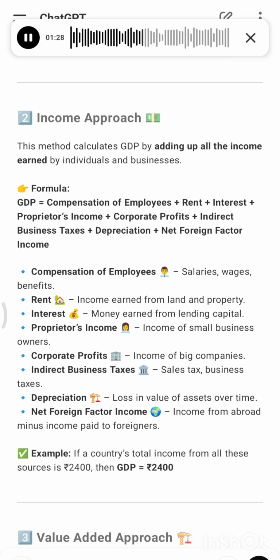Compensation of employees: salaries, wages, benefits. Rent: income earned from land and property. Interest: money earned from lending capital. Proprietor's income: income of small business owners. Corporate profits: income of big companies. Indirect business taxes: sales tax, business taxes. Depreciation: loss in value of assets over time. Net foreign factor income: income from abroad minus income paid to foreigners. Example: if a country's total income from all these sources is 2,400, then GDP equals 2,400.